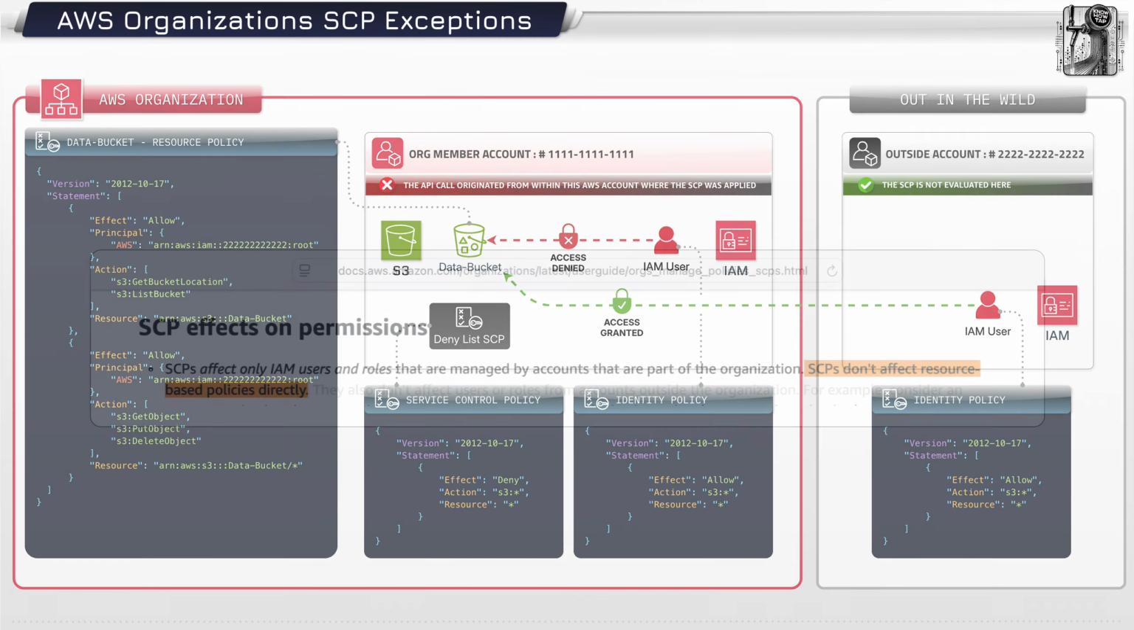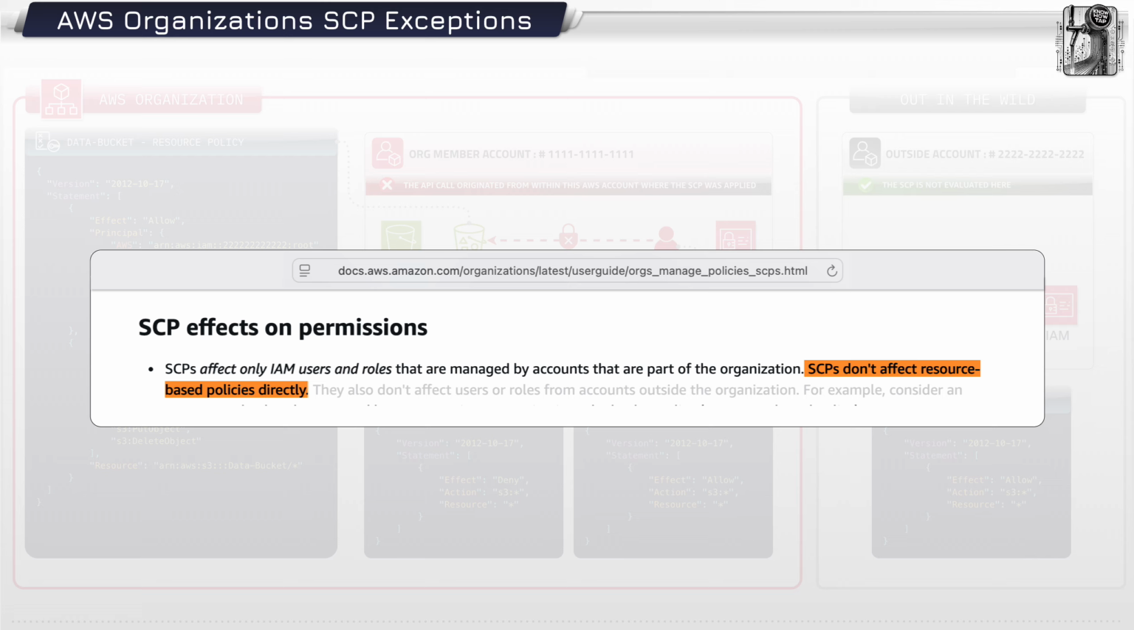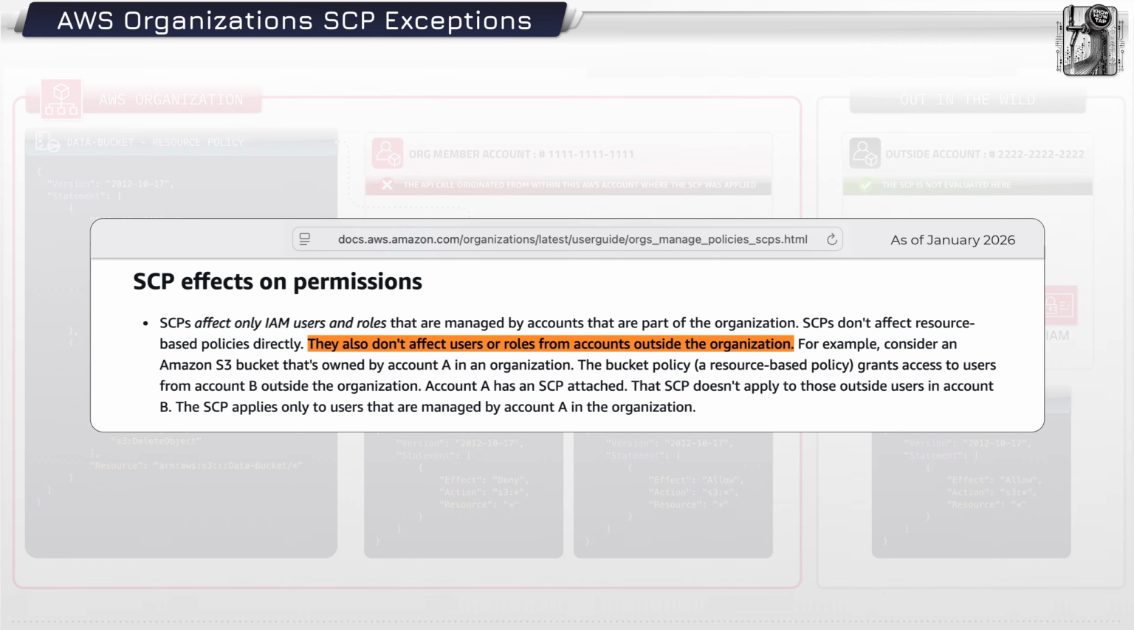This is also a good time to point out that service control policies do not apply to and do not override resource-based policies. If you want to limit what resource policies are allowed to do, you need to use resource control policies. Now, the AWS documentation goes out of its way to explain how this works when the request comes from an AWS account outside of your organization.